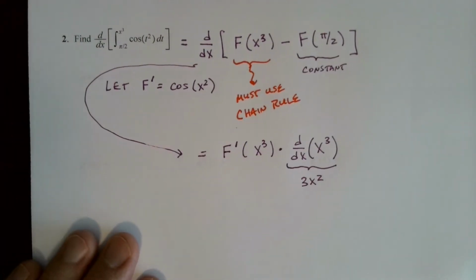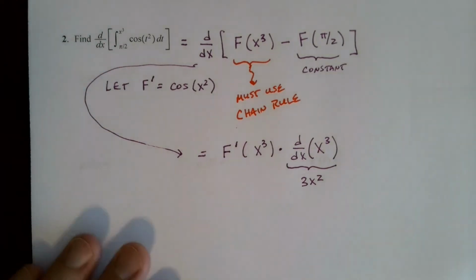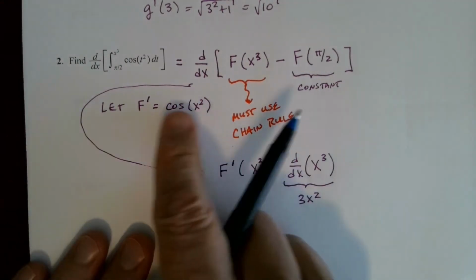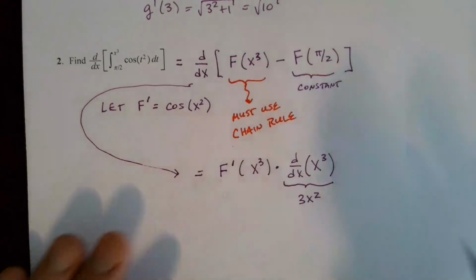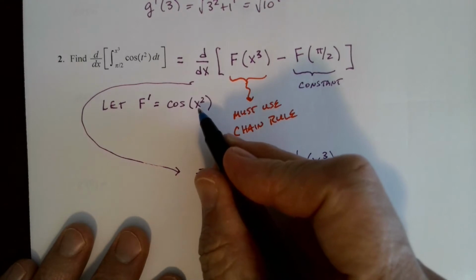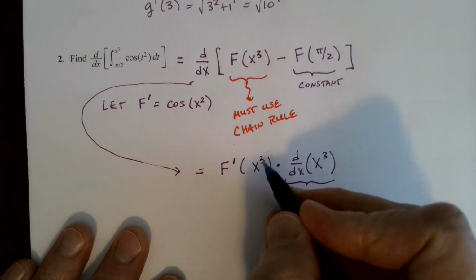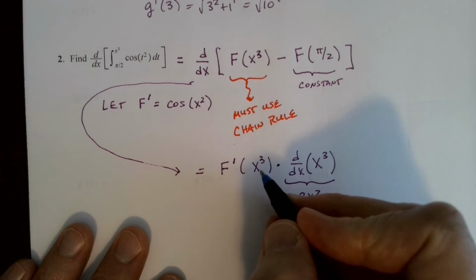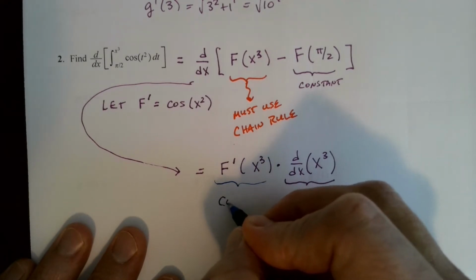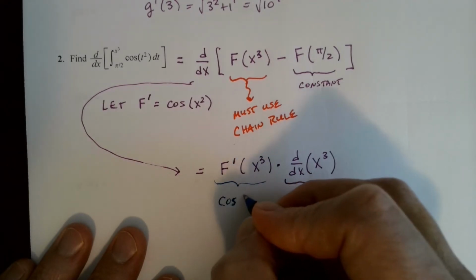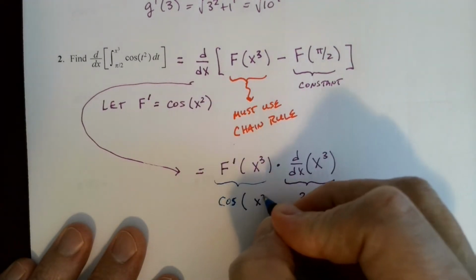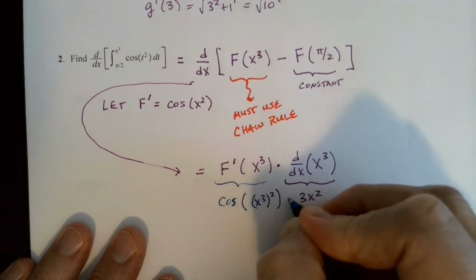Okay. And what is F prime of x cubed? Well, I know what F prime is. I don't know what F is, but I know what F prime is. It's the antiderivative of cosine of x squared. Or I could do cosine of t squared here as well. But I'm going to replace the input here with x cubed. And so notice this is going to be cosine of what? Plug in x cubed for x, I get x cubed squared. Right?